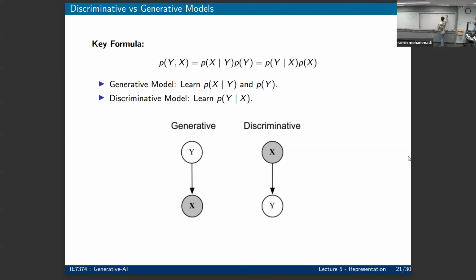You also could write it as probability of y given x times probability of x. These two are identical, correct? These two are the same. So you can present the joint distribution as conditional of x given y times prior of y, or conditional of y given x times prior of x, either way. But how you present this changes your model from generative to discriminative.